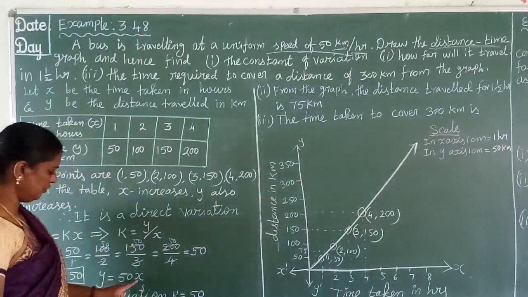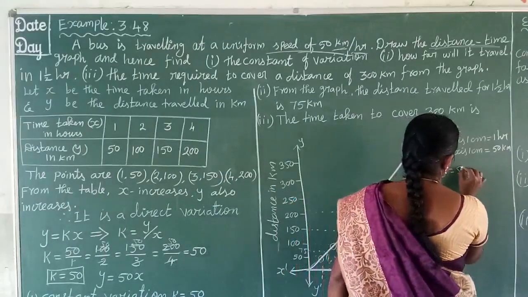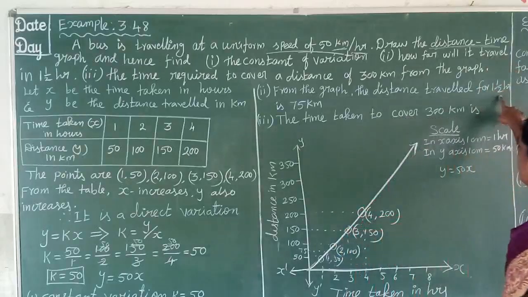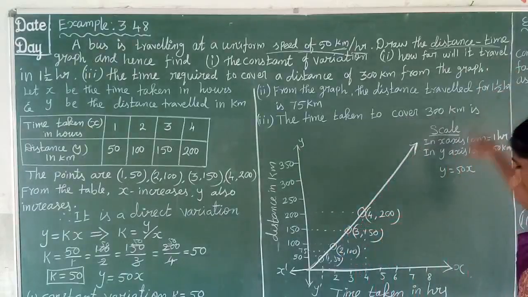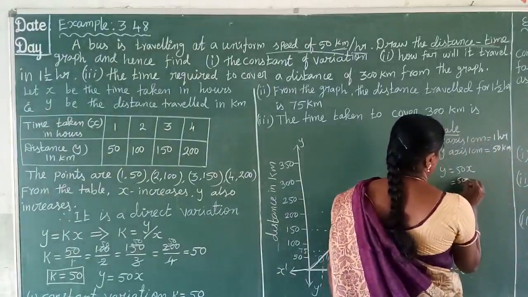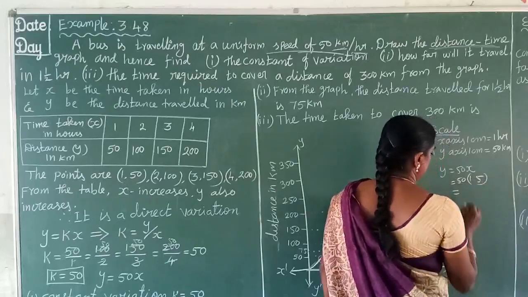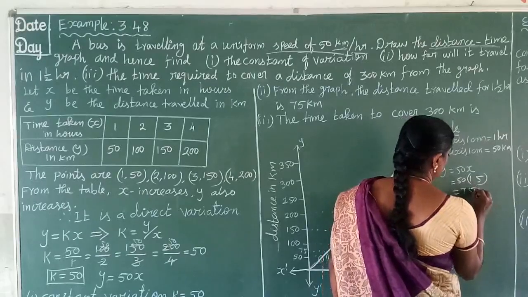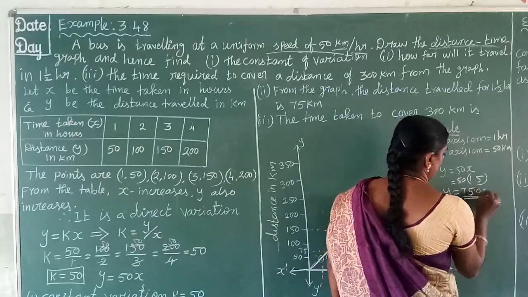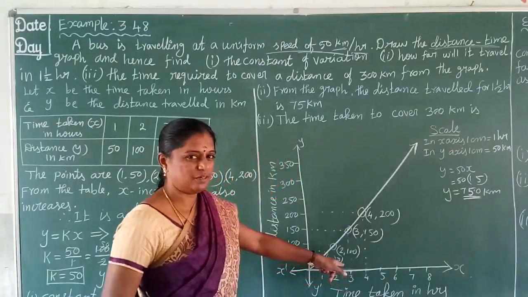If you have doubt, you can check it in this equation, y equal to 50x. Here 1.5 hours is the x value, so substitute x as 1.5. 50 into 1.5 is 75. So y is equal to 75 kilometers. So you get the correct answer from the graph also.